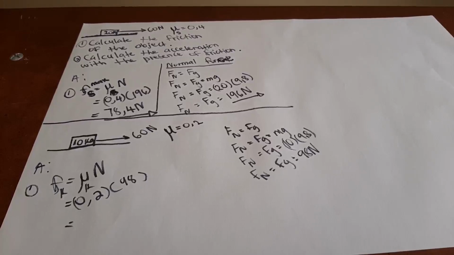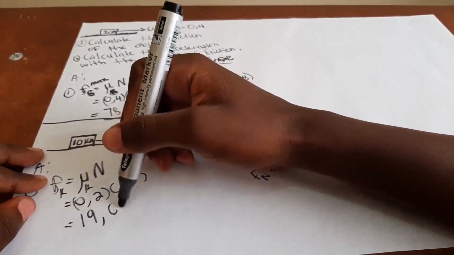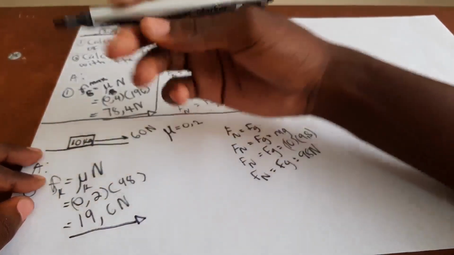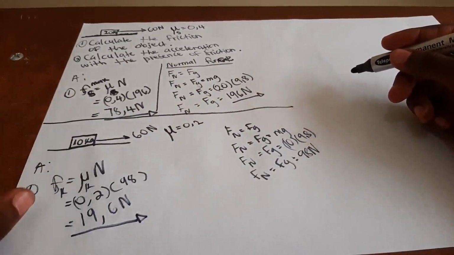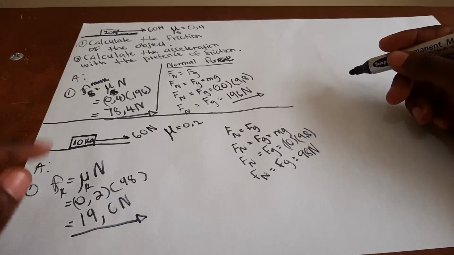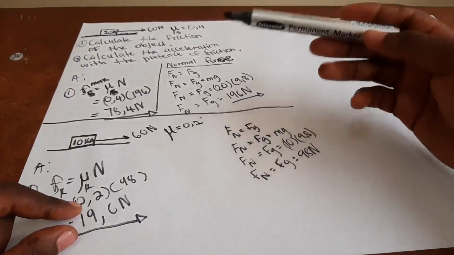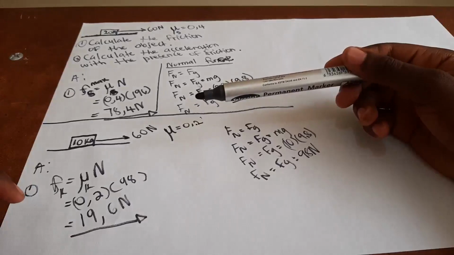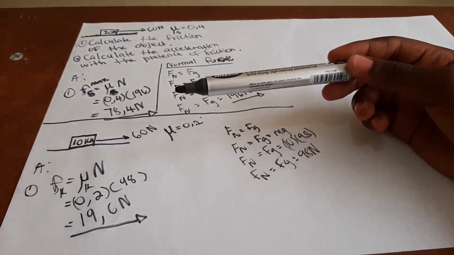0,2 multiplied by 98 gives us 19,6 newtons. So right now it gives us a kinetic friction that is lower than the applied force, meaning that this object is moving right now. The roughness is lower, so that's why we now get a lower friction, okay? Yes, and now our applied force is more than the friction, meaning that this object is moving.